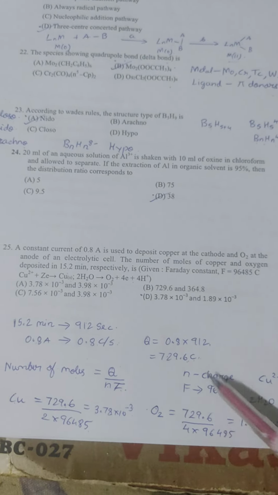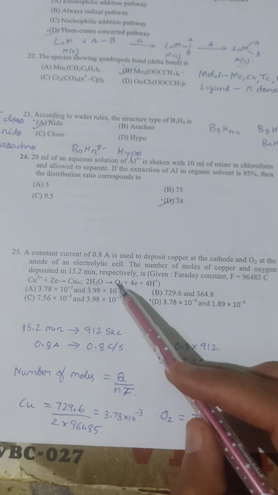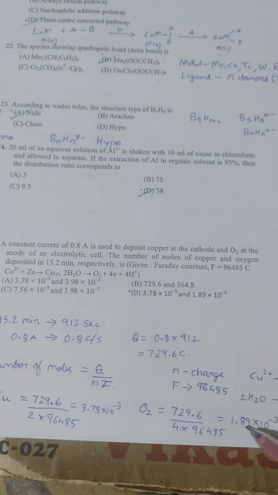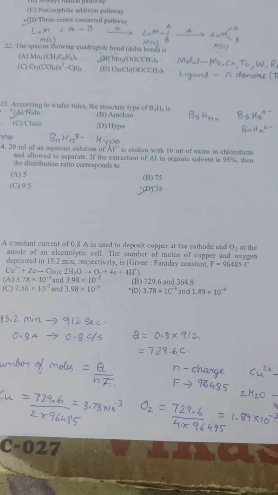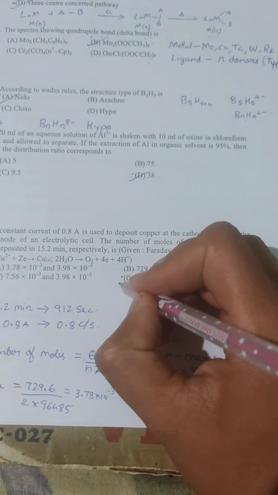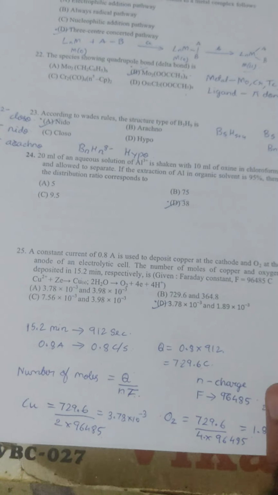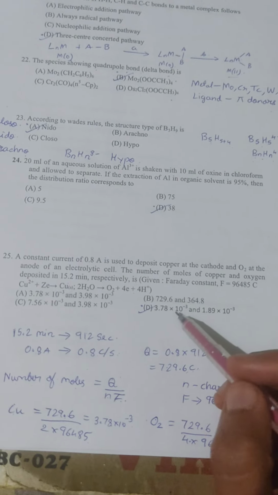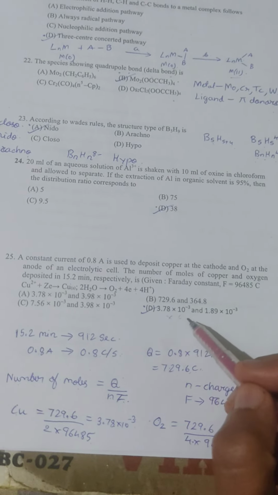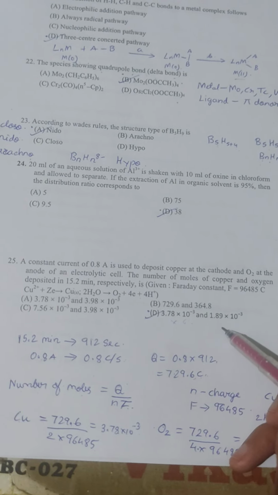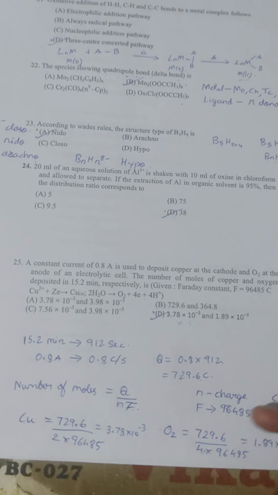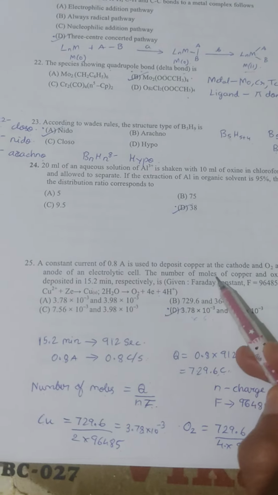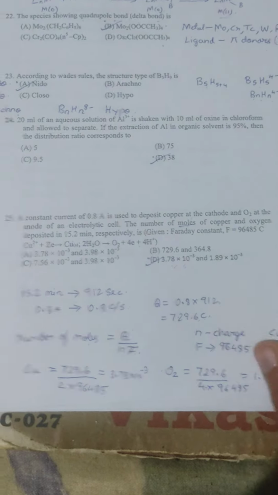Similarly, when you take oxygen, the number of electrons involved is 4. So instead of dividing by 2, you will have to divide by 4. That comes to 1.89 into 10 to the power of minus 3, for which your answer, option D, will match. In some cases, they will ask us to find the amount. So whatever moles we get, multiply by atomic mass. In case of copper, multiply by 63.5. In case of oxygen, multiply by 32, because it is O2, not O. That will give us the total amount. But since they asked in moles, this will be sufficient.